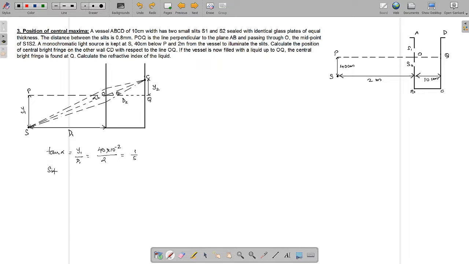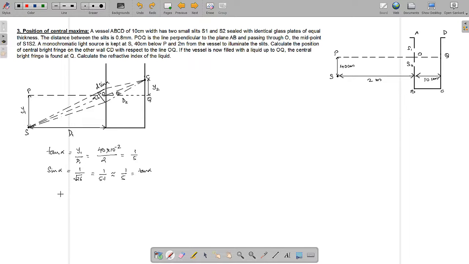Now if we want to calculate sine alpha, it will be equal to 1 by root over 26, which is approximately equal to 1 by 5.1. I can say this is approximately equal to 1 by 5, that is tan alpha. So tan alpha is approximately equal to sine alpha. Now this will be the path difference. If we drop a perpendicular from this point till here, this is going to be the path difference, which will be nothing but d sine alpha.